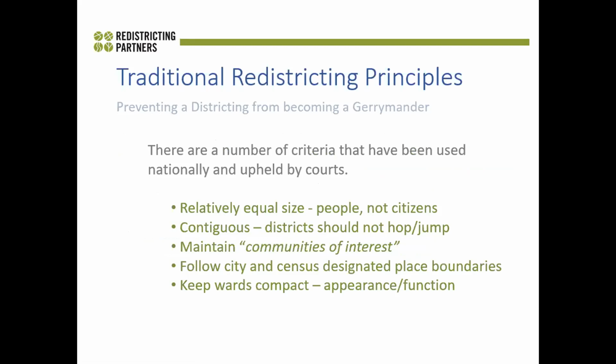Traditional redistricting principles. There are a number of criteria that have been used nationally and upheld by courts, and this is what we are keeping in mind when we are drafting our proposed maps. For each ward, they must be relatively equal in size based on people, not citizenship. They must be contiguous, meaning that the districts or wards do not hop or jump. They must maintain communities of interest, which we'll talk about. They must follow city and census designated place boundaries, and these can be very obvious boundaries, very obvious landmarks, things like highways, things like physical features, something that really would make sense to understand as a place boundary. And the wards must also be compact, both in appearance and in function, meaning you would not want to stretch a ward.